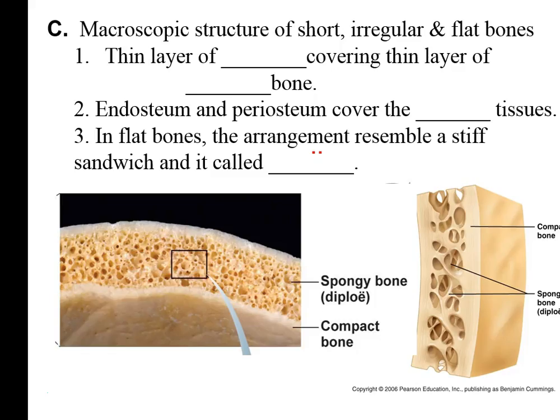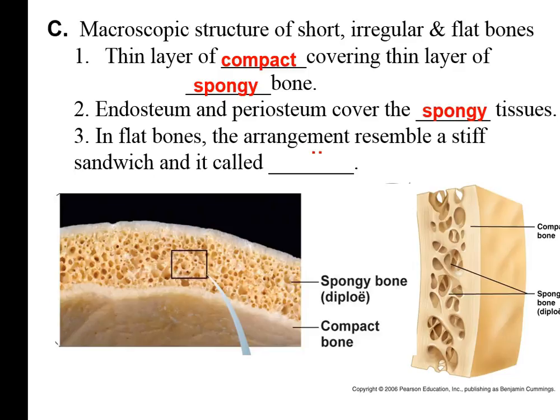So now let's look at the macroscopic structure of short, irregular, and flat bones. Just like with long bones, we're going to have a thin layer of compact bone making the shell, and then on the inside we're going to have spongy bone. The endosteum and the periosteum cover all of the spongy tissues, so that means the periosteum is on the outside and the endosteum wraps all on the inside.